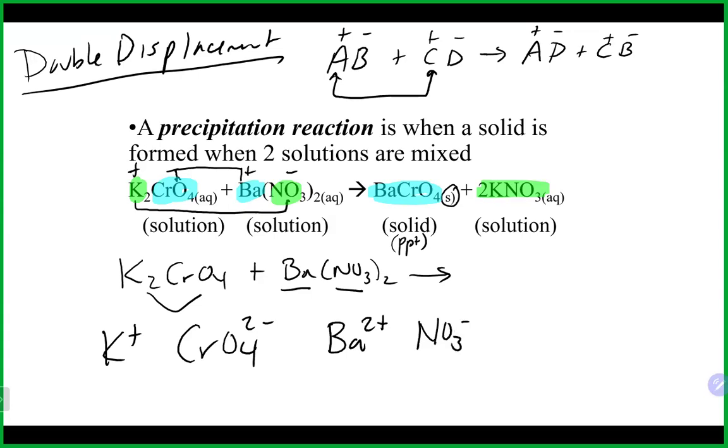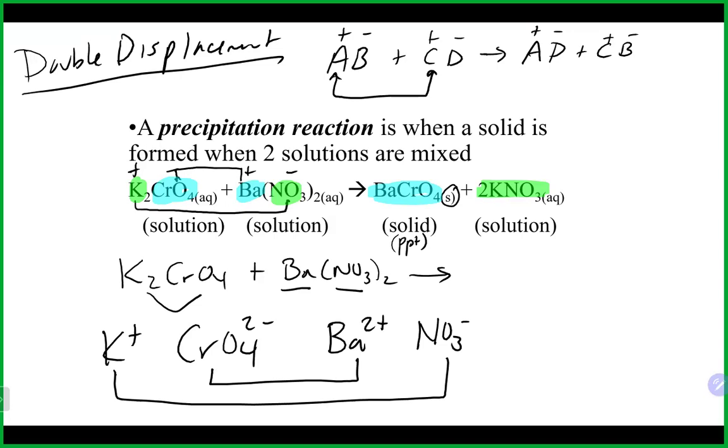Again, I am not concerned at this point about the extra 2s that are there or anything like that, because I definitely want to make sure I get the right formulas first. The nice thing about this type of reaction is basically we just need to switch partners. So this guy is going to end up here, and this one's going to end up here.